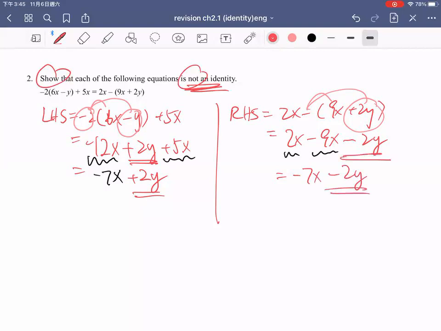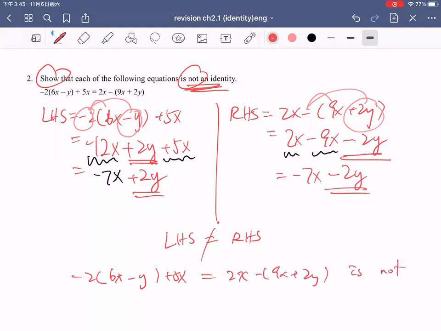Okay, so are they the same? Of course not, right? On the left hand side, we have positive 2y, and the right hand side, we have negative 2y. So they are not the same, even though they have the same negative 7x. So left hand side is not the same as the right hand side, so it is not an identity. Okay, this one, need to copy. It's not an identity. Okay.